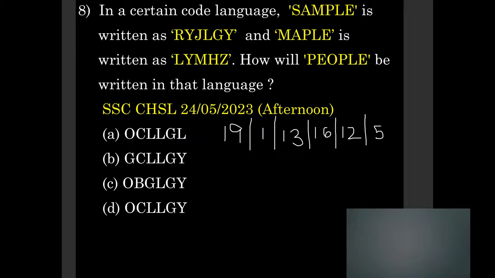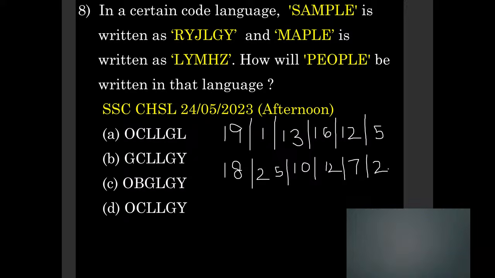Next, R, Y, J, L, G, Y. So R value is 18. Next, Y value is 25. J value is 10. Next, L value is 12. G value is 7. And Y value is 25.